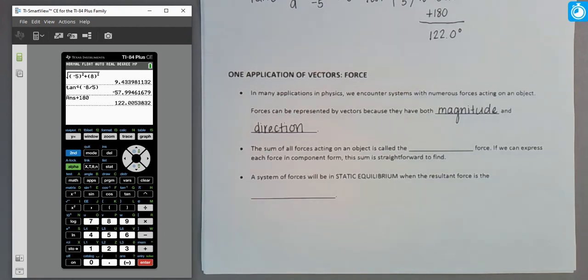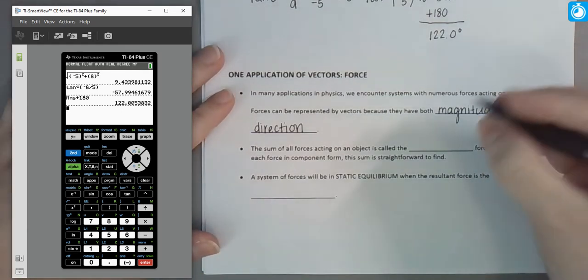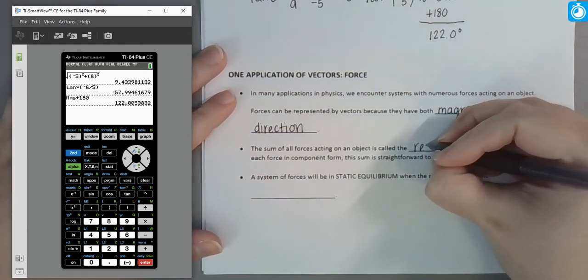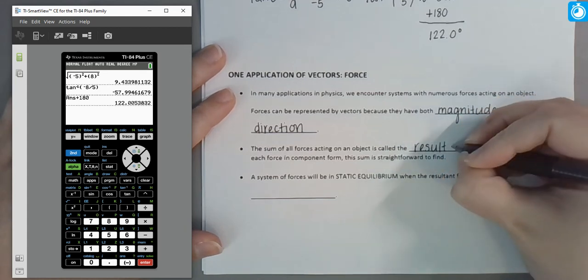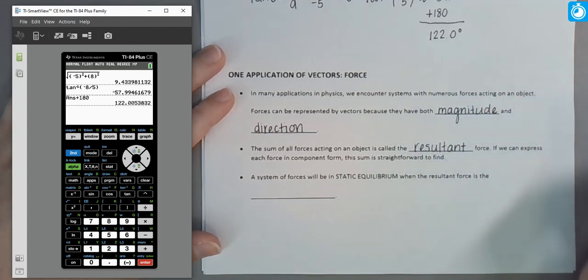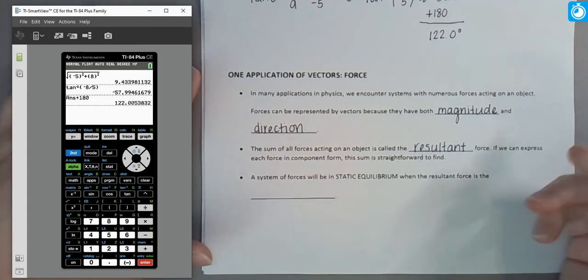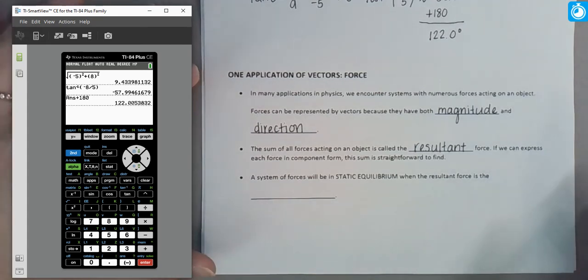So if we look at all the forces acting on the system at one time, the combination, the sum of all of those forces, we call that the resultant force. Think of that as the net overall force. Certain things are fighting against one another. So what's the actual result of all of those forces interacting with one another?